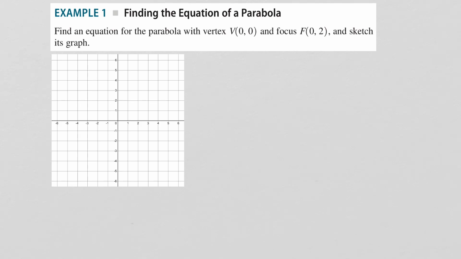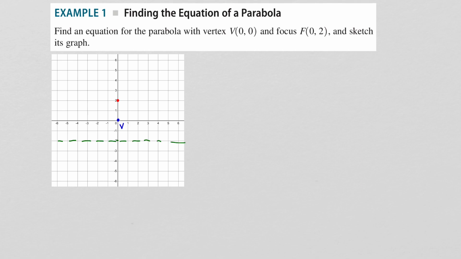Here we want to find the equation of a parabola with the vertex at the origin and focus at the point (0, 2). So I'll just sketch a little graph here. We have the vertex at the origin and the focus is at the point (0, 2). That means the directrix has to be the same distance on the other side of the vertex. So if the focus is here, the directrix has to be a horizontal line going through -2 on the y-axis. So here is the directrix.